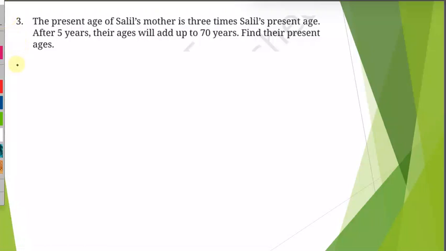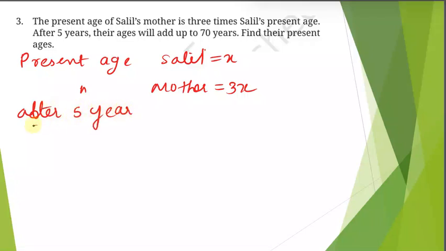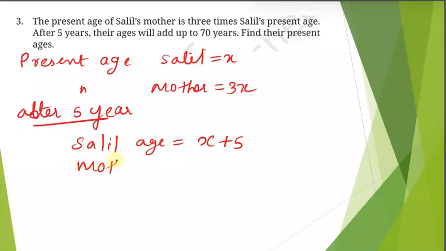So, let us take the present age of Salil as x. Then the present age of the mother will be what? 3 times Salil's age means 3x. Now you have to think about after 5 years. After 5 years means you have to add 5 to both Salil's age and the mother's age. So after 5 years, Salil's age will be x plus 5, and the mother's present age is 3x, so after 5 years it will be 3x plus 5.